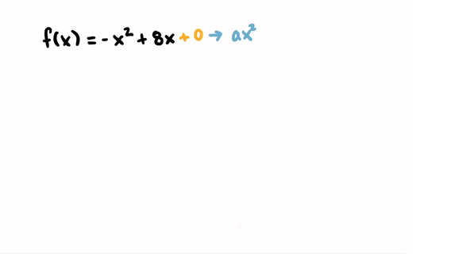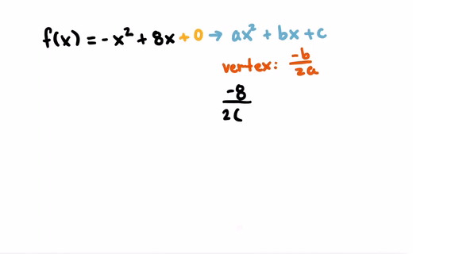So we know that standard form is ax squared plus bx plus c. The vertex formula is negative b over 2a. Substitute using the coefficients from our original function. We know that 8 equals b and negative 1 is a, because the negative basically means negative 1. Simplify and we get 4.